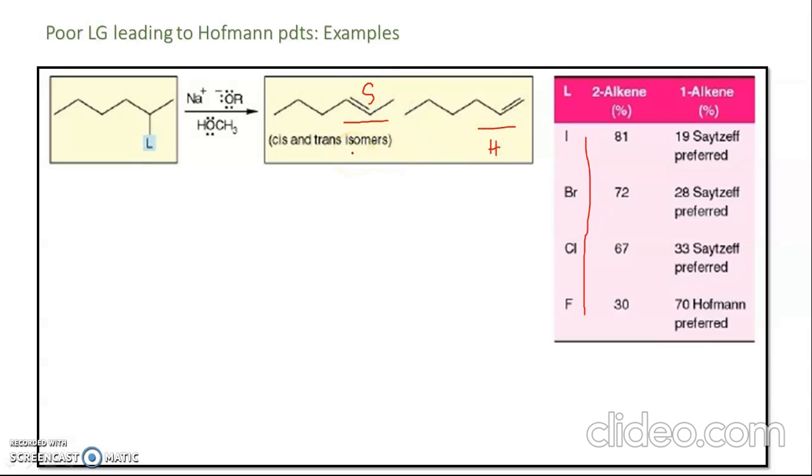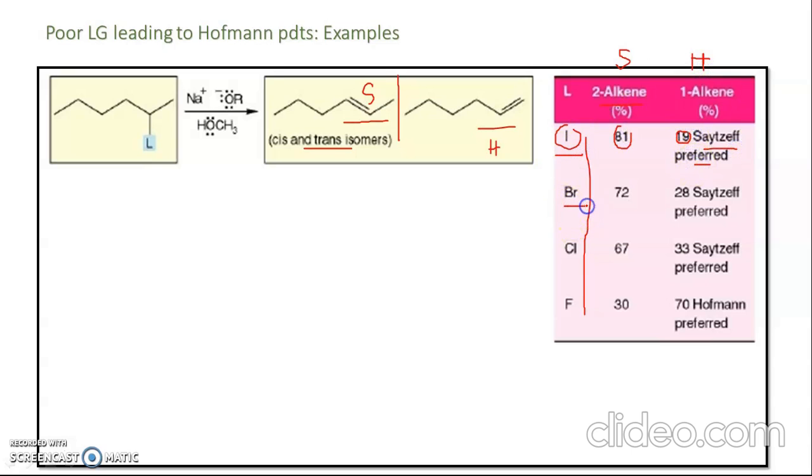And when it is Saytzeff, as it is not a terminal alkene, so obviously there will be a mixture of cis and trans, but that is not our concern. We will focus only on the ratio between this Saytzeff and Hofmann product. So when our leaving group is iodide, that is the 2-alkene, that is the Saytzeff alkene. This is Saytzeff alkene, this is Hofmann alkene. So when it is iodide, that is a very good leaving group, obviously this is the major and this is the minor. So here Saytzeff is preferred.